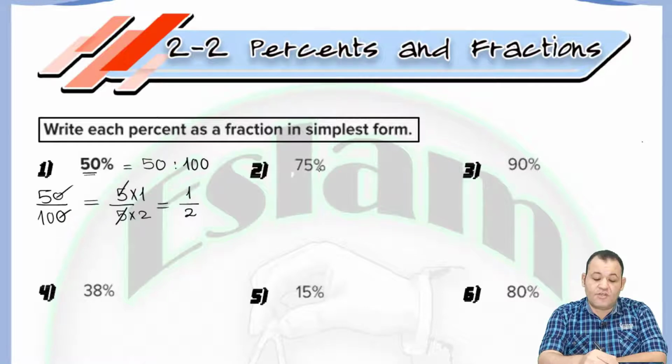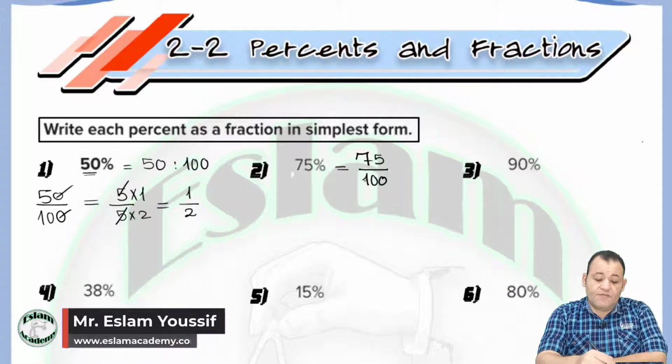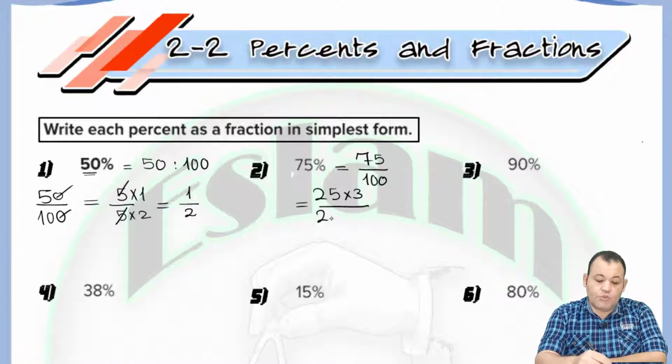Again, we have 75%. 75% is a ratio in which the second term is 100. So it will be equal to 75 over 100. 75 is equal to 25 multiplied by 3, and 100 is equal to 25 multiplied by 4. Now we can cancel out 25 and 25. So the answer in the simplest form will be equal to 3 over 4.